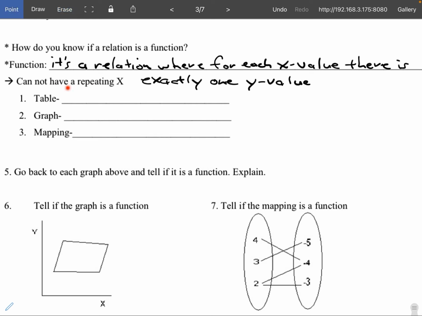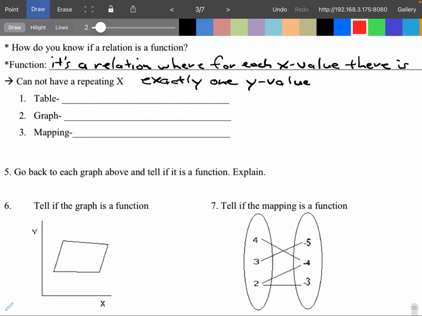All right. So then, how do we look at a relation? It could be a set of ordered pairs. It could be a table. It could be a graph. It could be a mapping. How do we decide whether it's a function, yes or no? So, first of all, right here it says it cannot have repeating x values. If you see a repeating x value, then it's not a function.